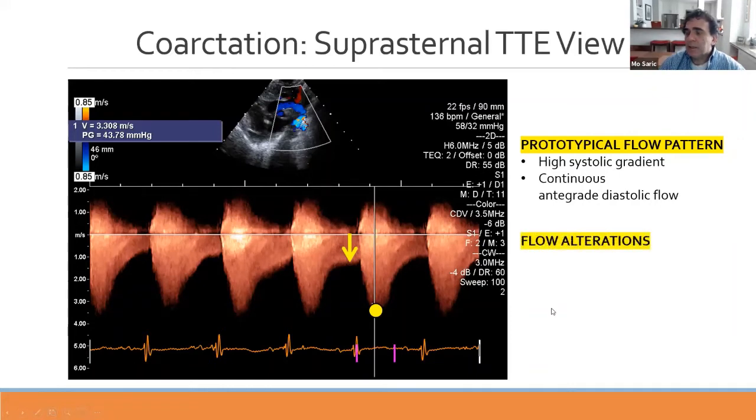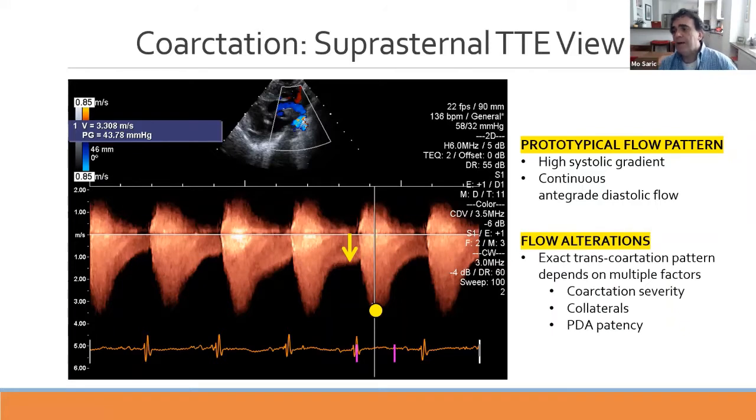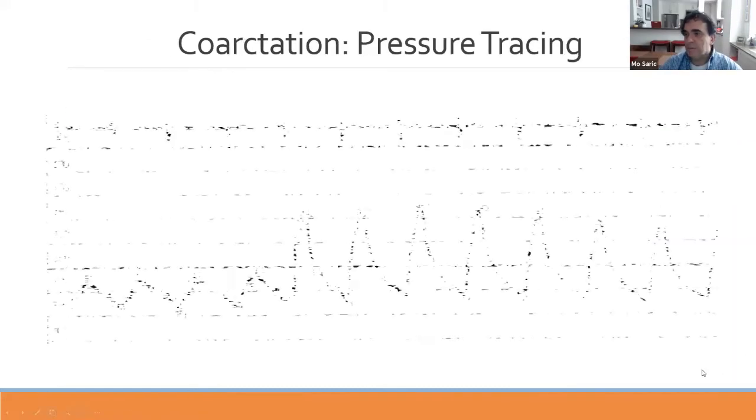And what are the flow alterations? There might be flow alterations in the different levels of coarctation as well as the level of collaterals. So if there are more collaterals, there will be less flow across the coarctation. Also, it depends whether the PDA is patent or not. PDA patency may diminish the flow across the coarctation and therefore abolish the pattern that I just showed.